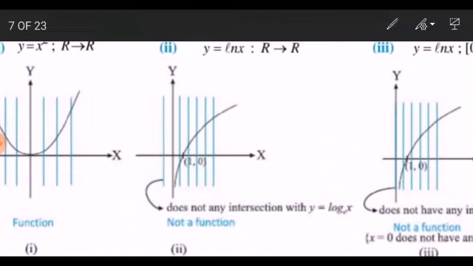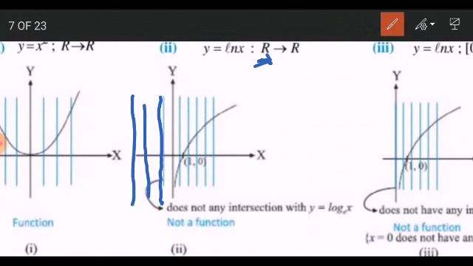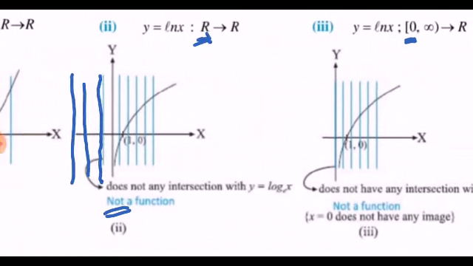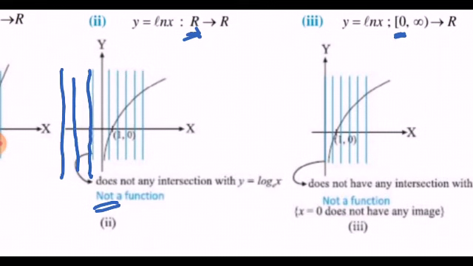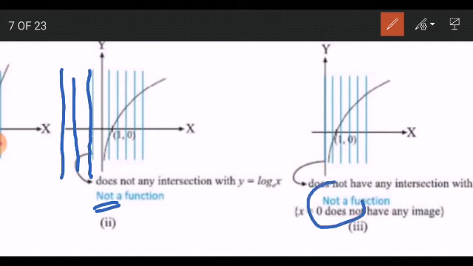Let me note where the problem arises here. The domain is R over here. So if we draw such lines, a line in the negative region doesn't intersect the ln x graph, so it is not a function. So what about the third part? If you see ln x, 0 to infinity, once again the problem is x equal to 0. So x equal to 0 doesn't have any image in this ln x, so this is also not a function.